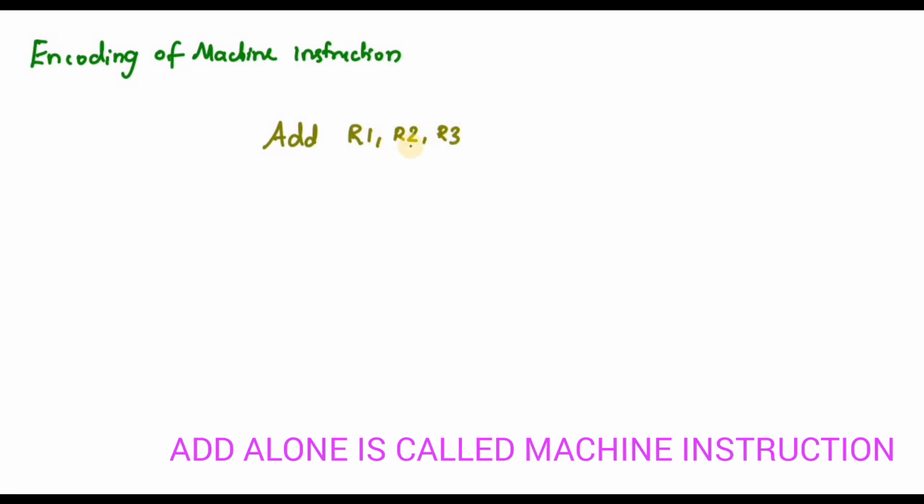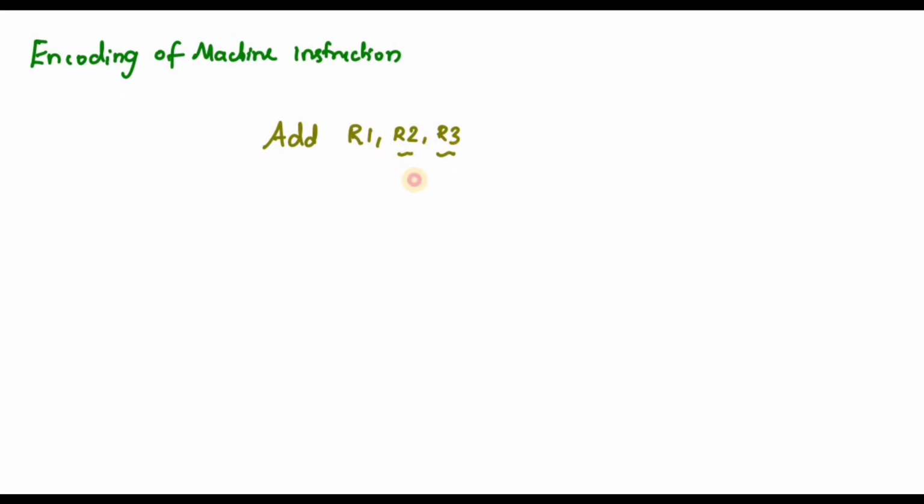In this video, we are going to discuss encoding of machine instruction. So, let us now discuss an example of an instruction. Okay, so this is called a machine instruction. For example, add R1, comma R2, comma R3.